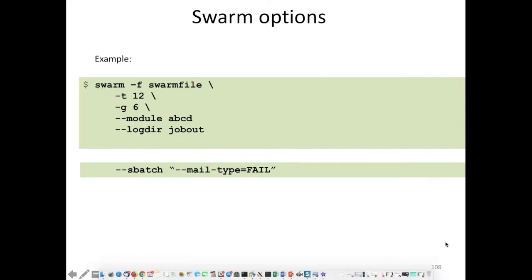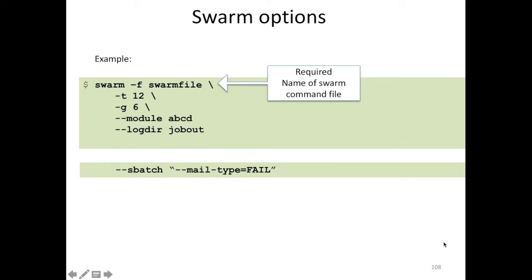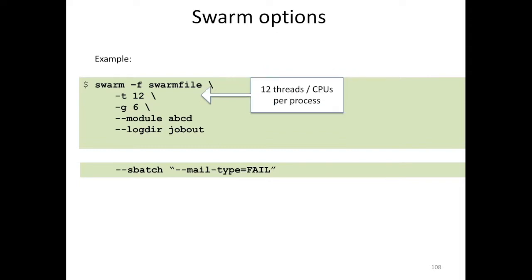Let's work our way through an example. Here's a swarm command. It starts with swarm -f swarmfile, which, as I've said, is a required option, the name of the swarm command file that contains all the commands you want run in the swarm. -t 12 means allocate 12 CPUs per process. And presumably this is a multi-threaded application, and within the swarm command file the application is set up to spawn 12 threads for each process.